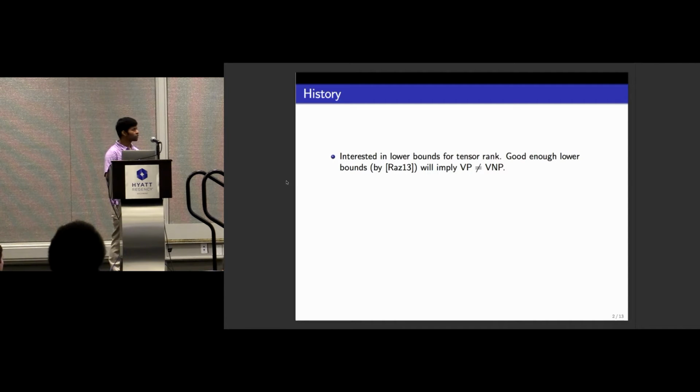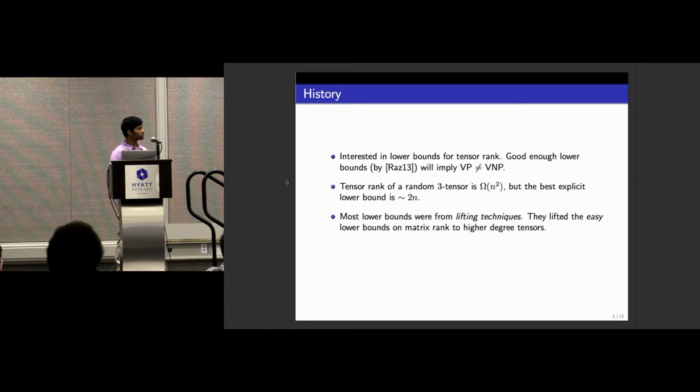So if you have good enough lower bounds for tensor rank, then this will give you VP not equal to VNP. I hope I'm not lying. And this is by result of Raz. Okay? Now, what is the state of the art? The state of the art is that if you take a 3 tensor, then most of them will have a lower bound in tensor rank of a quadratic lower bound, but the best explicit lower bound we know is about 2n. Okay? I will define some of these things, but I just want to show you the state of the art. And for some reason, we don't know how to get from this 2n to something quadratic.